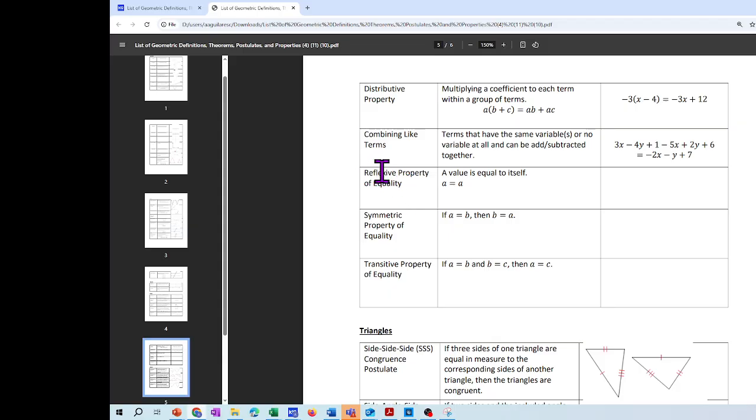Then you have the reflexive property: a value is equal to itself. Symmetric: if A equals B, then B equals A, you just switch. Transitive property of equality: if A equals B and B equals C, then A equals C. And then we have here the triangles, okay?